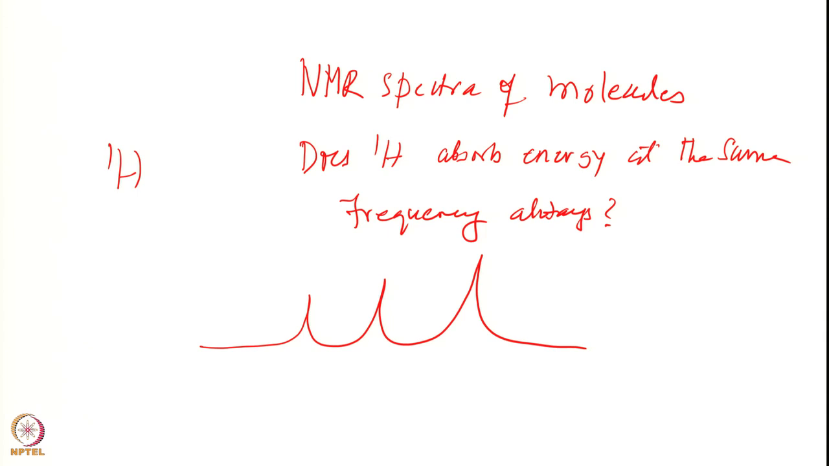Felix Bloch could not believe this. How can the same proton be absorbing at three different frequencies? This was actually a puzzle, and in fact this was the start of what is called the concept of chemical shift. Why does this happen?